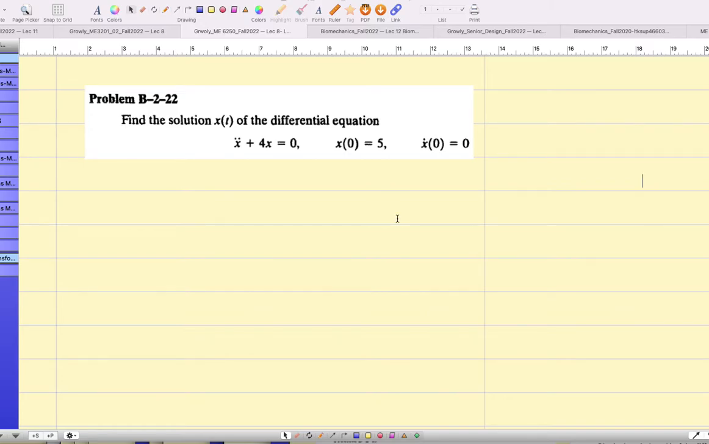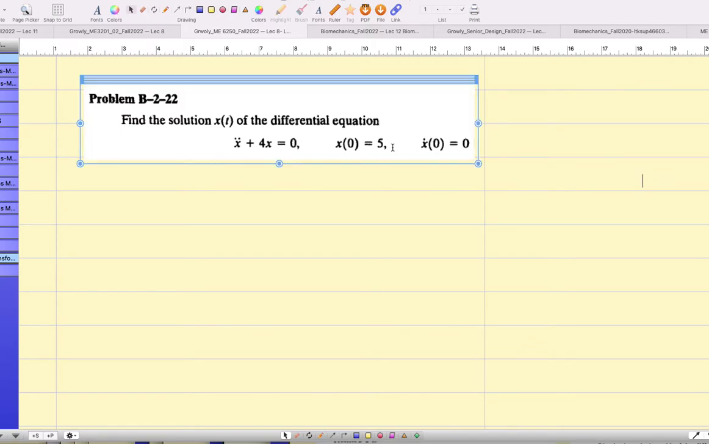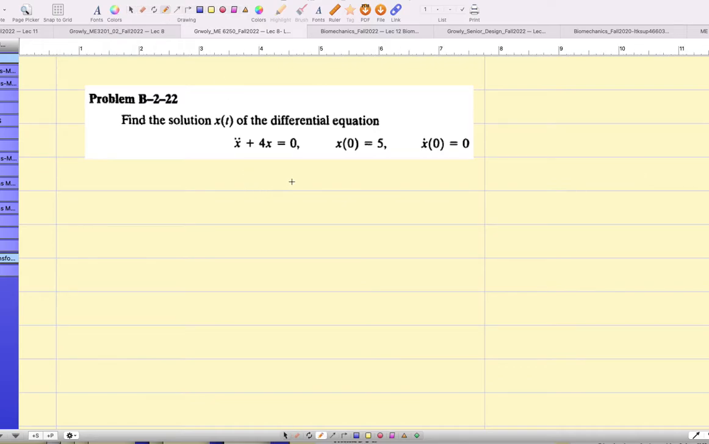Okay, now let's solve this problem. The problem is you have to find the solution using the Laplace transform. Although it's not written here, we will be using the Laplace transform in order to find the solution for this problem. The solution should be in this form. What is x, or the displacement of this system in the time domain? This is my concern. So let's find it out.